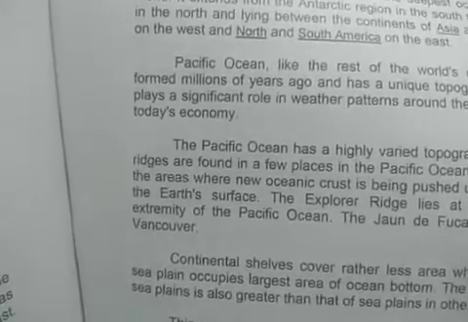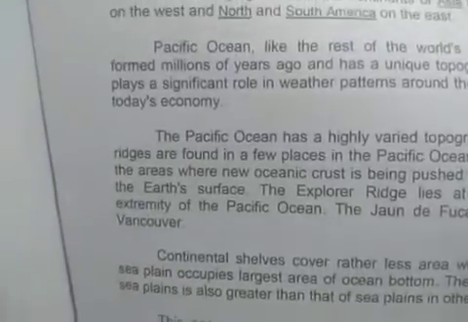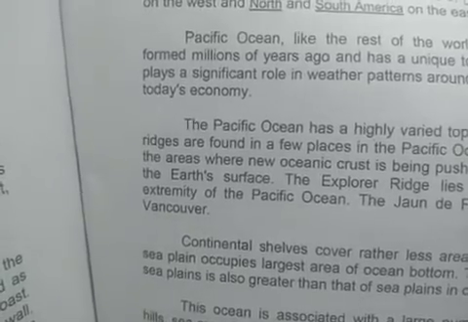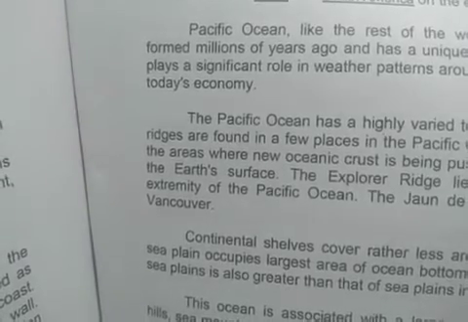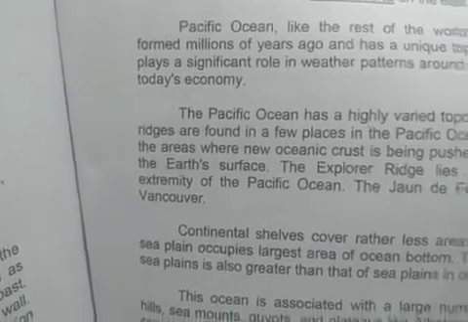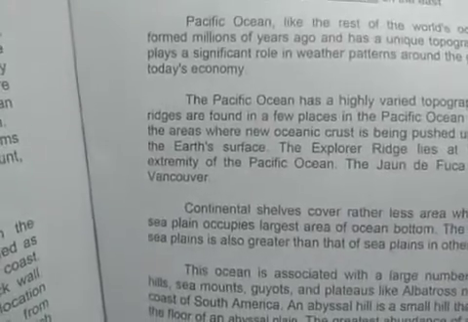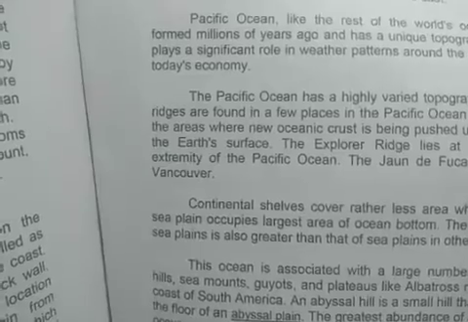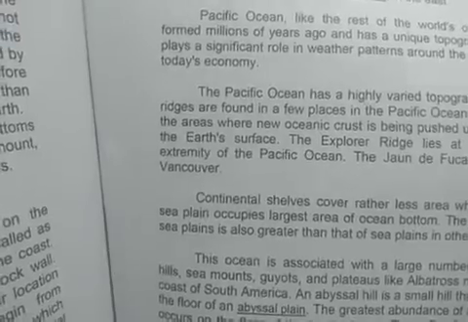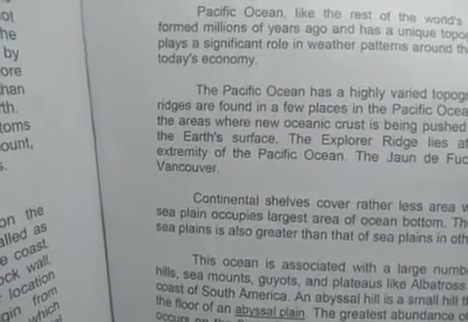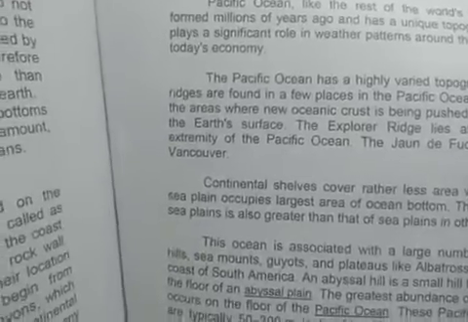4.4 Bottom relief features of the Pacific Ocean. The Pacific Ocean is the largest and deepest ocean of the world. It extends from the Antarctic region in the south to the Arctic in the north, lying between the continents of Asia and Australia on the west, and North and South America on the east. The Pacific Ocean, like the rest of the world's oceans, was formed millions of years ago and has a unique topography. It also plays a significant role in the weather patterns around the globe and in today's economy.